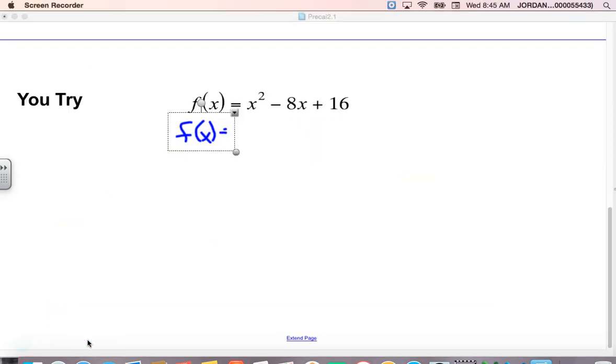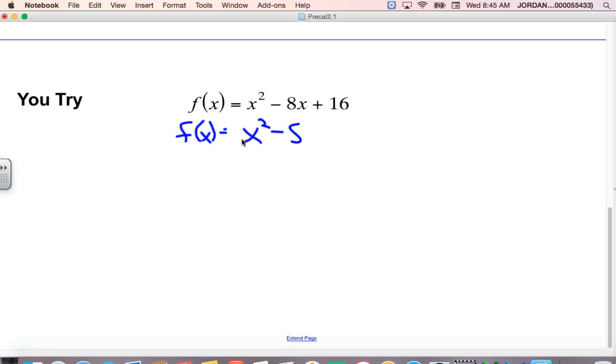Alright, so right here we've got f of x equals x squared minus 8x plus 16. So first we want to group the x terms together and factor out a number. Well, this one doesn't have a number to factor out because there's no coefficient in front of x squared. So we just leave it like that. And then we're going to complete the square, right, by taking half of 8.